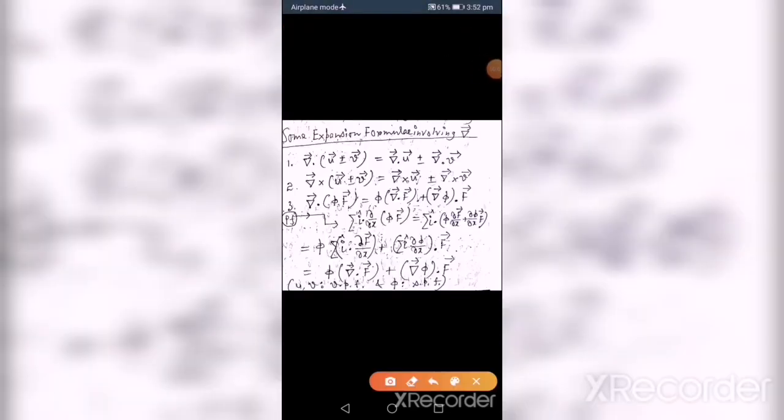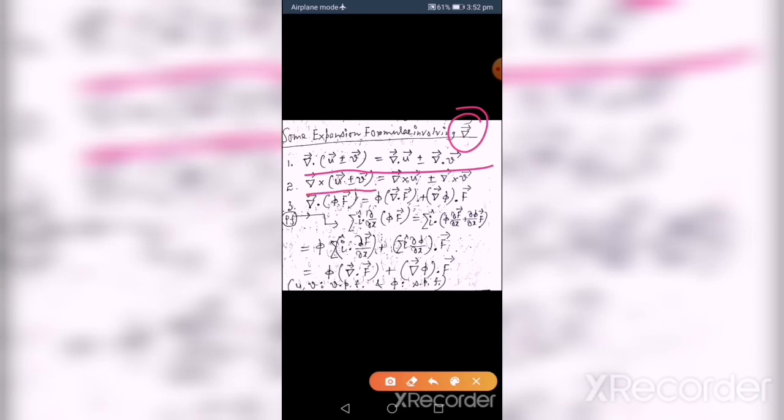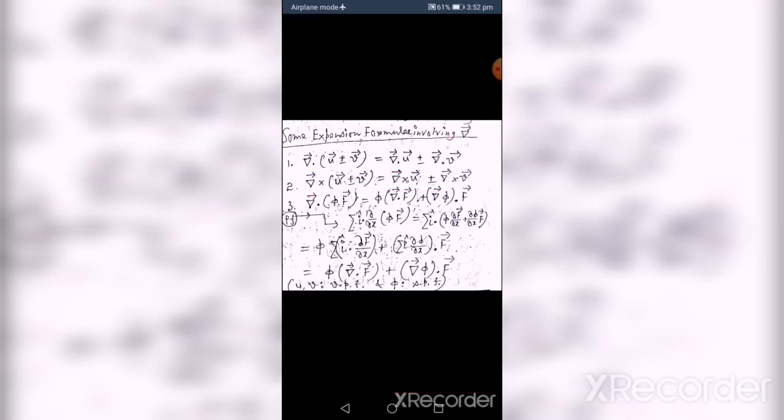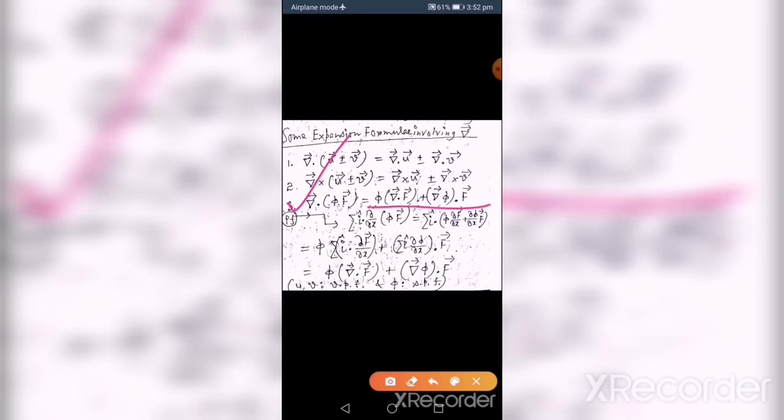Some expansion formulae involving the sign del. Number 1, del dot (u plus minus v) equals del dot u plus minus del dot v. And secondly, del cross (u plus minus v) equals del cross u plus minus del cross v. Number 3, del dot (phi F), where phi is a scalar point function and F is a vector point function. It can be proved that it will be equal to phi del dot F plus del phi dot F. It can be proved, this relation here.